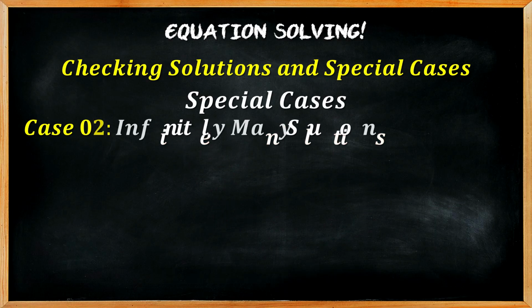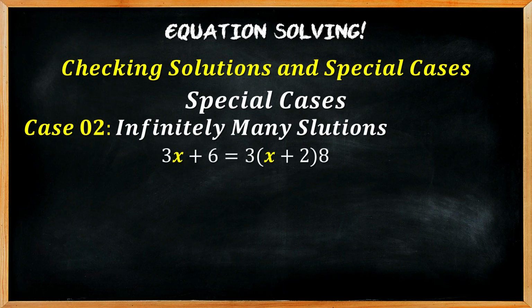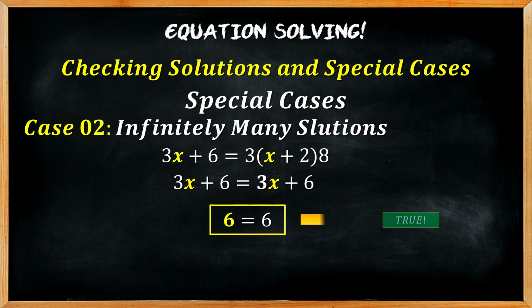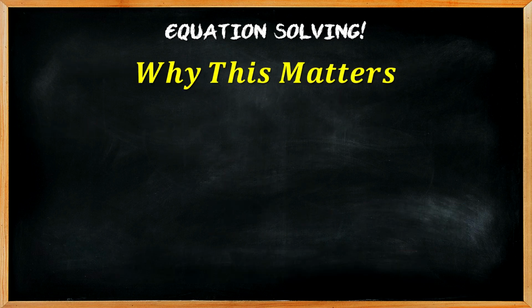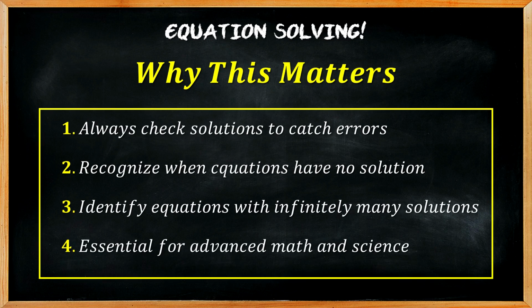The second special case is infinitely many solutions. This happens when we get a true statement like 0 equals 0. This means every value of x makes the equation true. Understanding these concepts is crucial for advanced mathematics. Checking solutions prevents errors, while recognizing special cases helps you understand when equations behave unexpectedly in science and engineering applications.